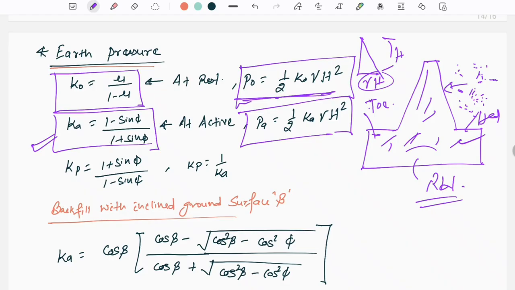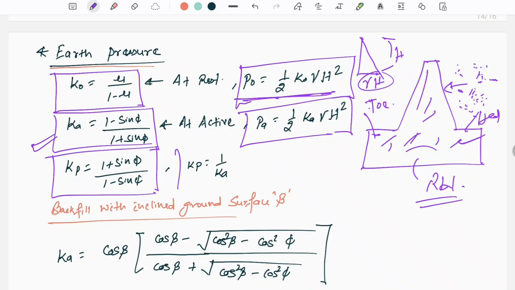If the wall is pushing towards the soil, in that case it is passive. At that time the coefficient of passive earth pressure Kp is (1 plus sin phi) upon (1 minus sin phi).